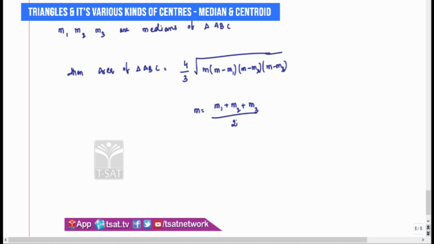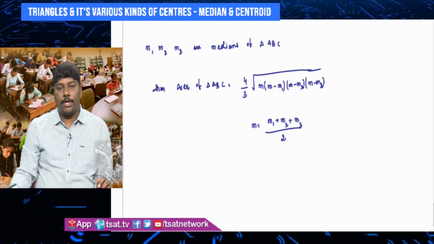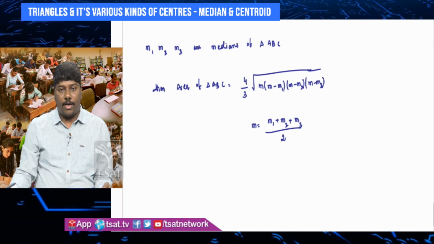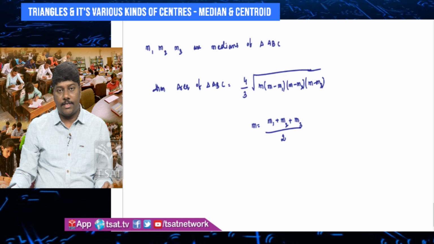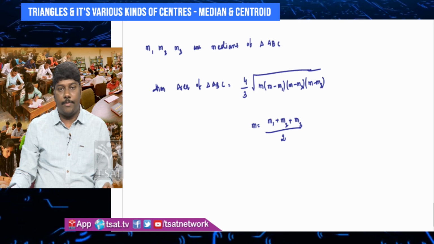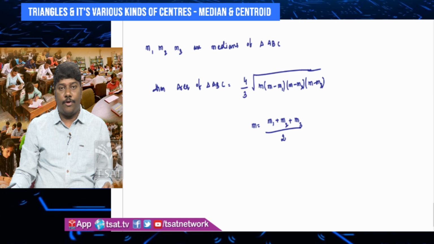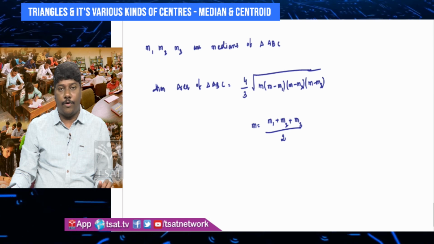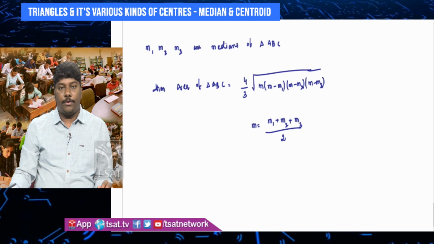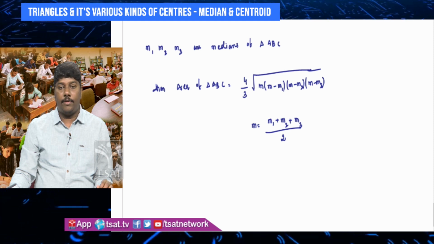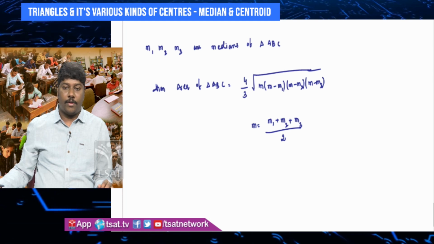We have derived this formula from Heron's formula. We know Heron's formula: when the 3 sides of a triangle ABC are given, the area is under root of S into (S minus A) into (S minus B) into (S minus C), where S is the semi-perimeter, which is (A plus B plus C) by 2. Since the ratio of medians to its sides is 3:4, we derive the area as 4 by 3 under root of M into (M minus M1) into (M minus M2) into (M minus M3).